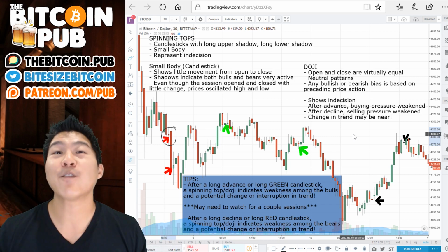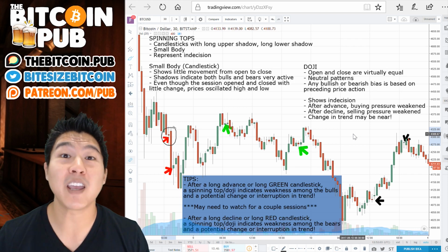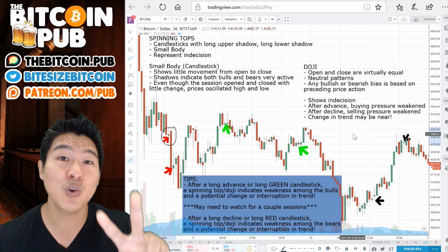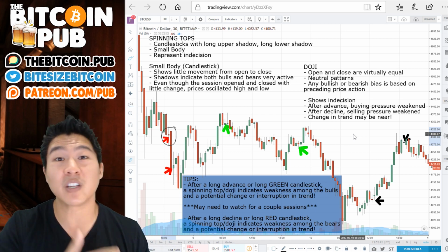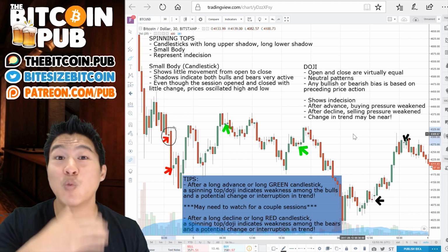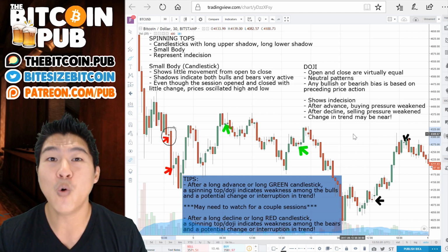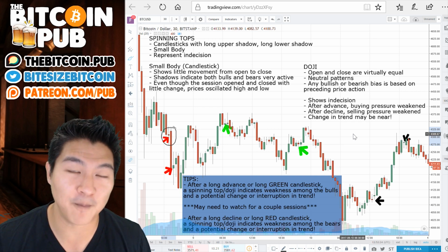Whenever I see a spinning top, whenever I see a doji, I am going to be watching that particular stock price for the next 2 to 3 sessions to see whether the trend is going to continue or whether it's going to reverse. What this helps me understand is whether I should invest if it's going to go back up, or if I should continue to hold if it continues to go back down.